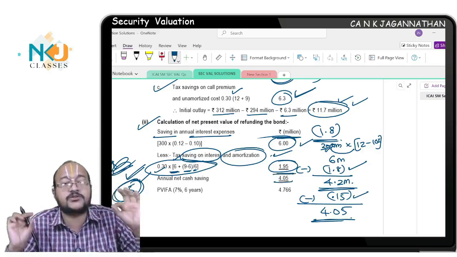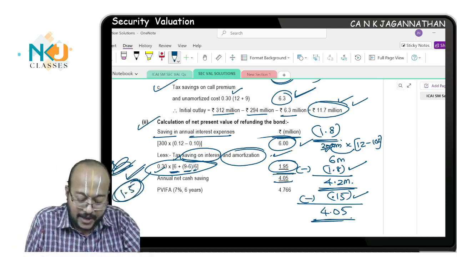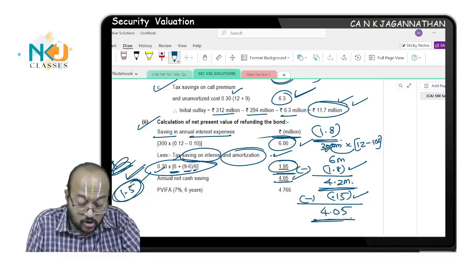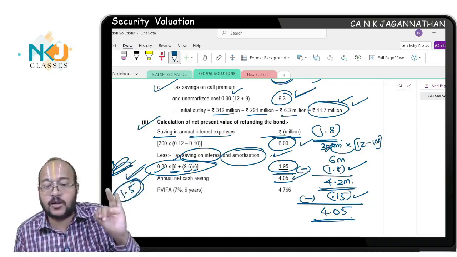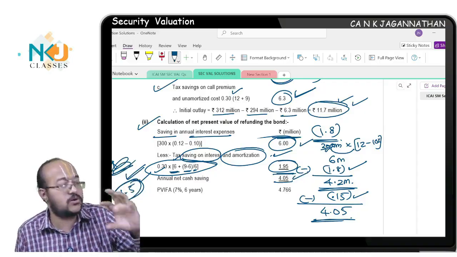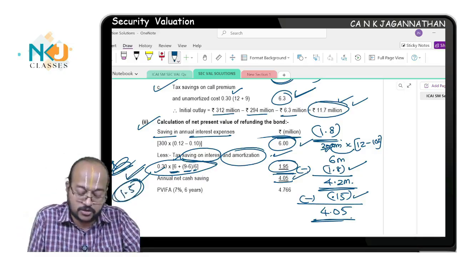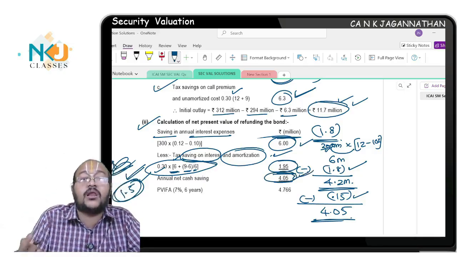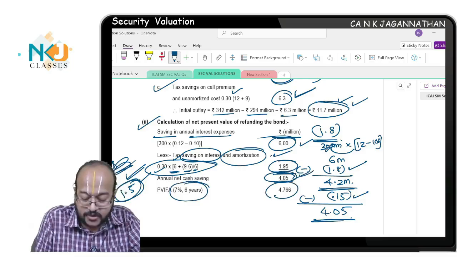Now tell me, children, what is this 4.05? It is nothing but the annual net cash saving. All these numbers will happen annually. Interest saving will happen annually, the amortization and the reduced tax benefit will happen annually, every year. Therefore the 4.05 is the annual benefit. Now if you want to discount, you will discount using the annuity factor. That's why this is relevant.